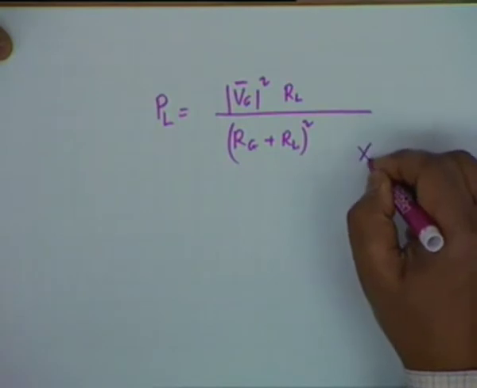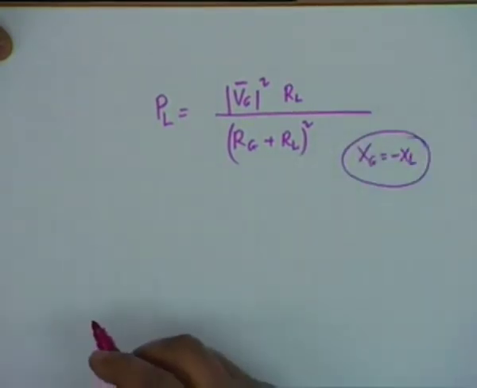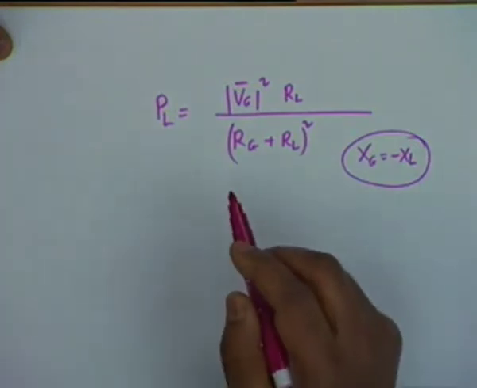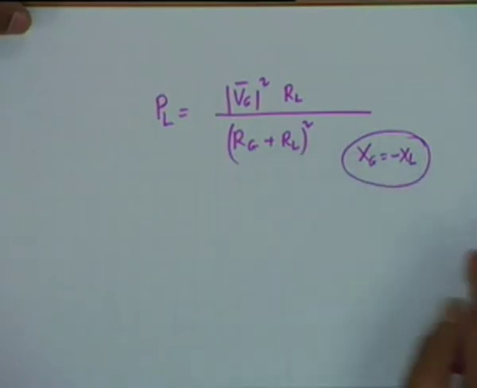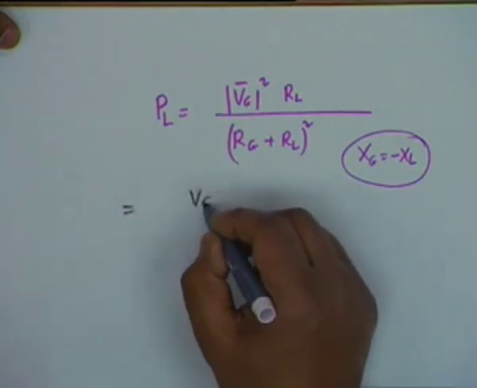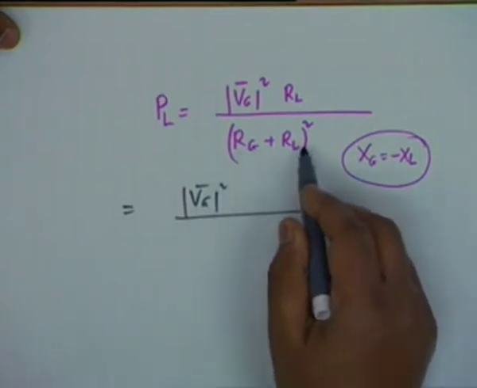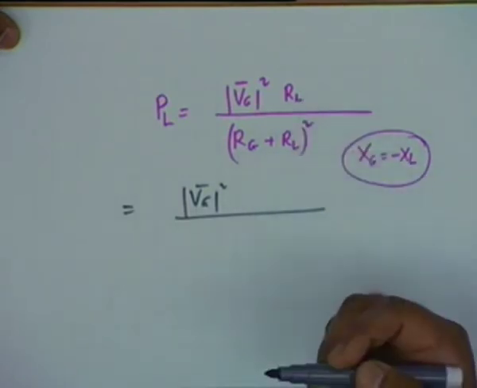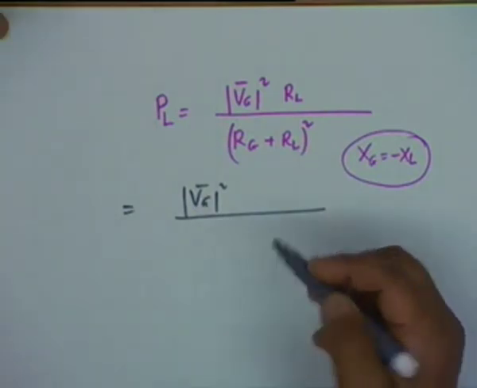This has been obtained under the condition that Xg equal to minus XL. Now we argue, how do I maximize with respect to RL? I can again differentiate and put the result equal to 0, but a shortcut is this, and I want you to remember this. I can write this as Vg squared. Now I expand this and divide by RL, so that the variable is brought completely into the denominator.